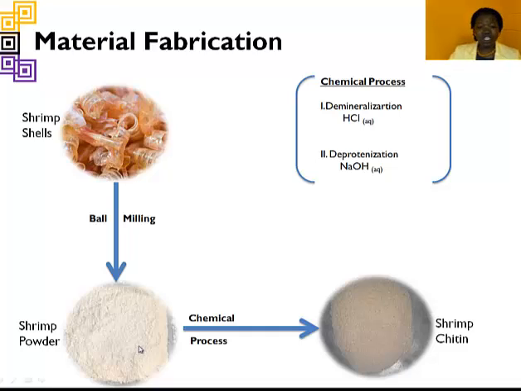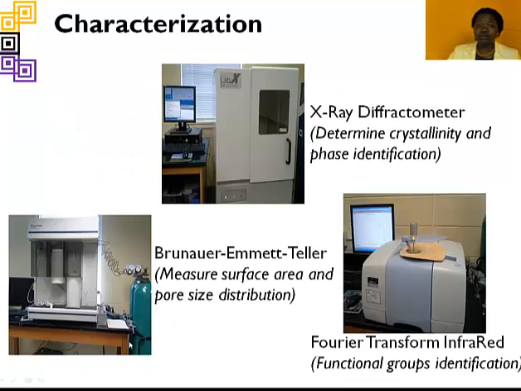For material fabrication, shrimp shells were reduced to shrimp powder through ball milling. To obtain shrimp chitin, a two-stage chemical process was performed: demineralization using hydrochloric acid and deproteinization using sodium hydroxide. These are some of the instrumentations that were used for the characterization of the materials: the X-ray diffractometer, the Brunauer-Emmett-Teller, and the Fourier transform infrared.